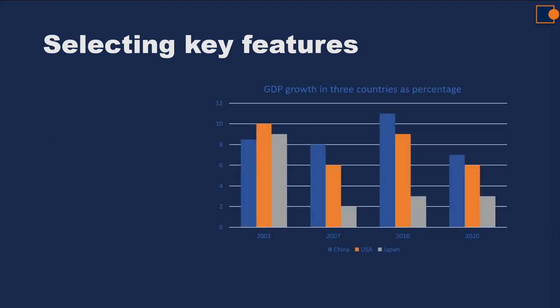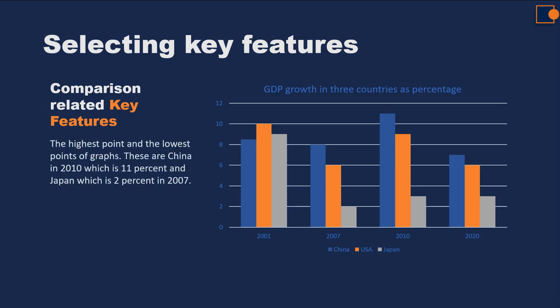Now, let's have a look at key features in terms of comparison. Comparison, as I have explained to you, has nothing to do with change over time, but it's everything to do with how to differentiate the different charts, different bars. So how they differ, which is the highest one, which is the lowest one. That is the main key point. Here, the highest is definitely China, and the lowest is 2% in 2007 in Japan.